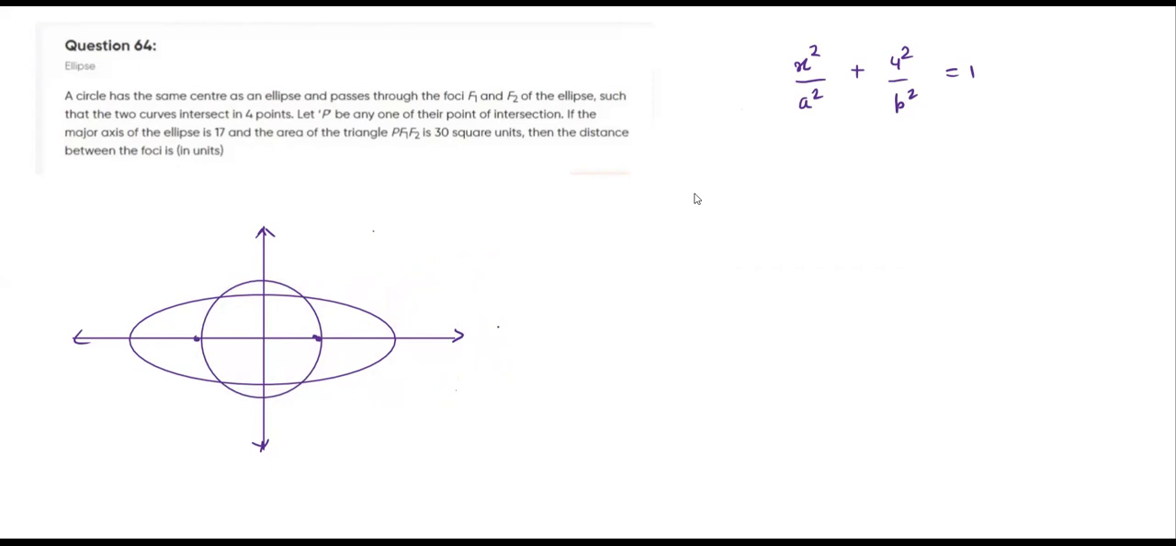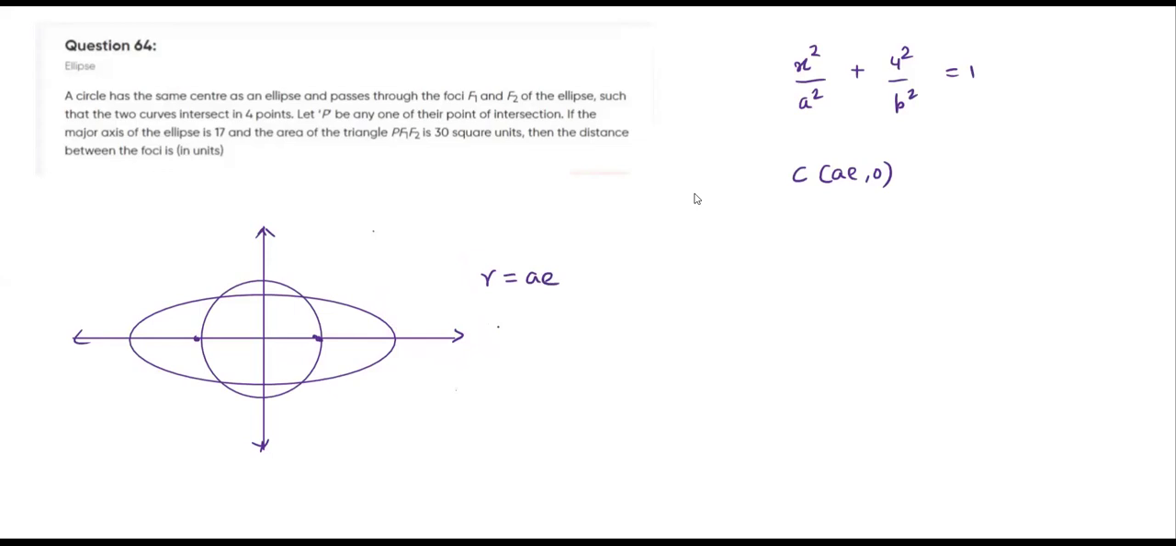So what are the foci of an ellipse? For this ellipse, the point C will be A comma 0, right? Point C will be A comma 0. So in that case, the radius of the circle is A. Yes or no? This is A comma 0, so the radius will be A. So R is equal to A for the circle.